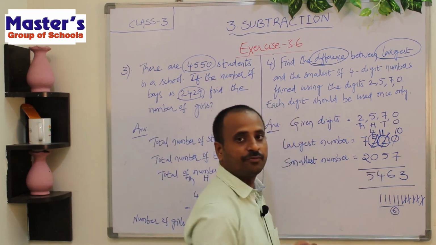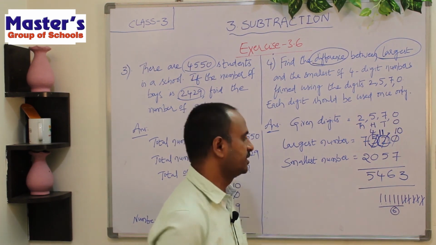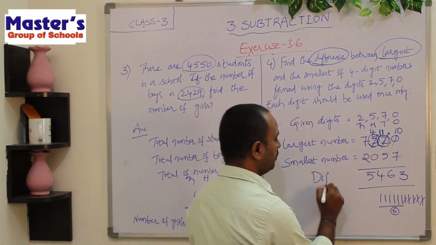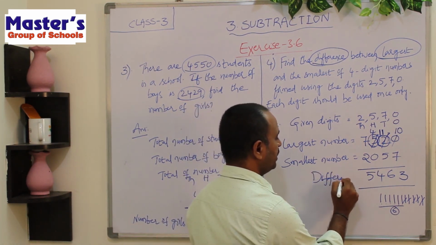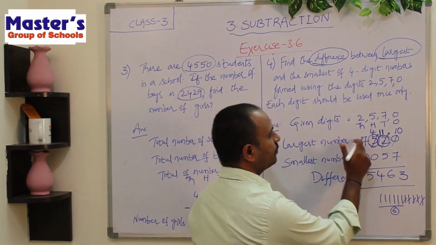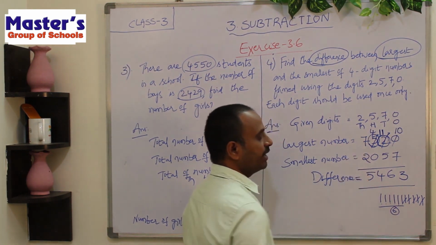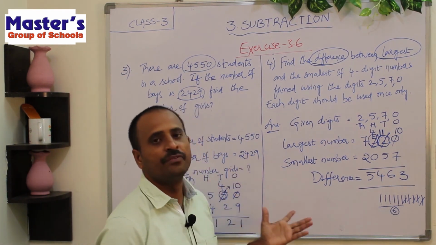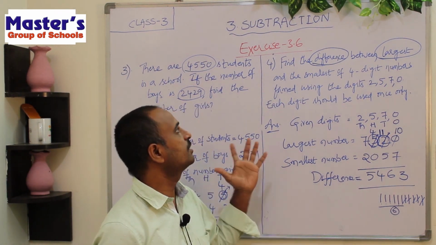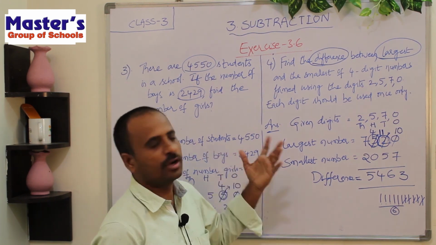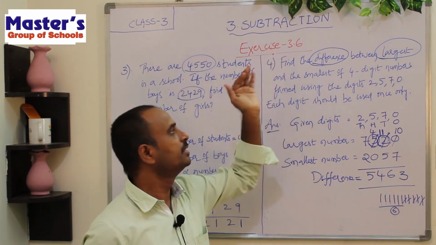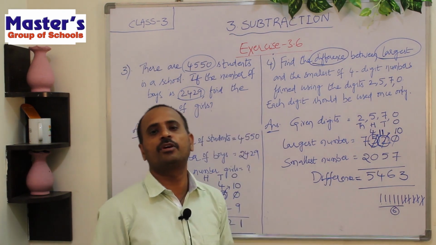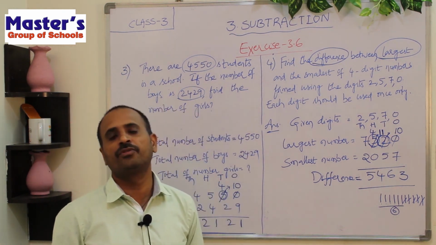So the answer is 5,463. The difference of the largest number and smallest number of these 4-digit numbers is 5,463. So children, in this way we can practice some word problems on subtraction, and there are some more problems in this exercise 3.6. Practice those remaining problems at home in the PDF you have been provided.